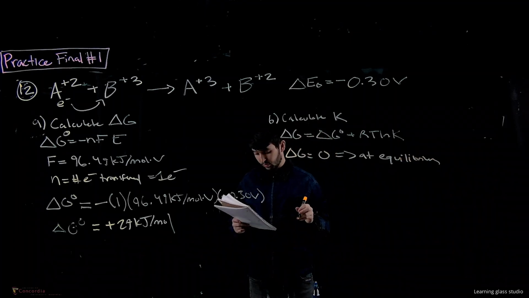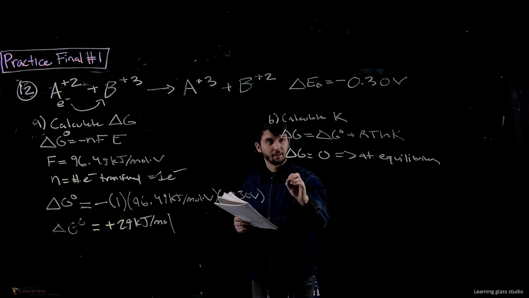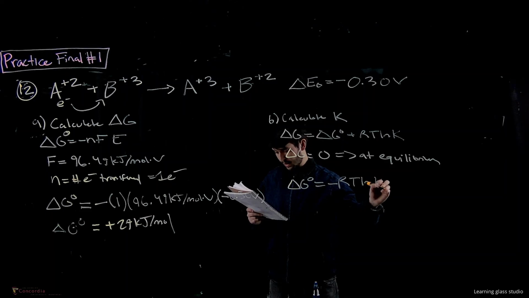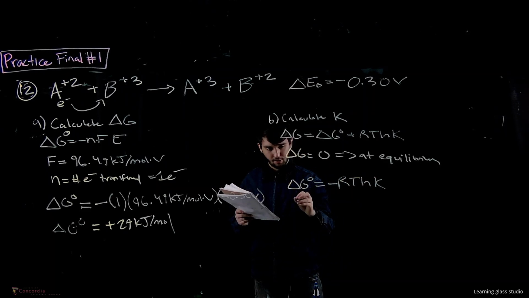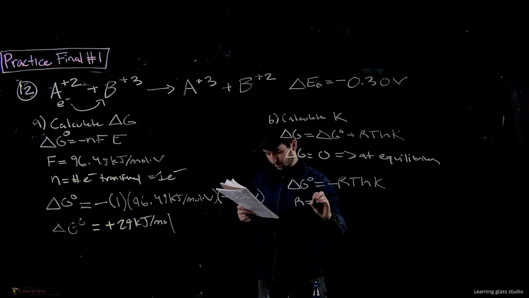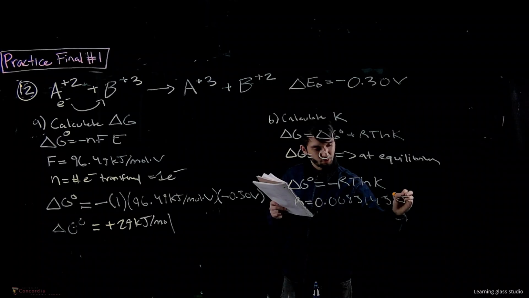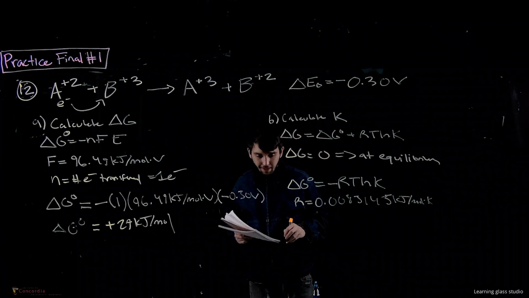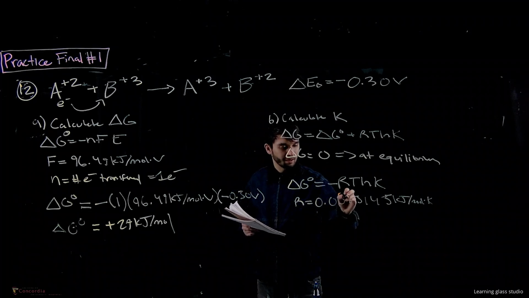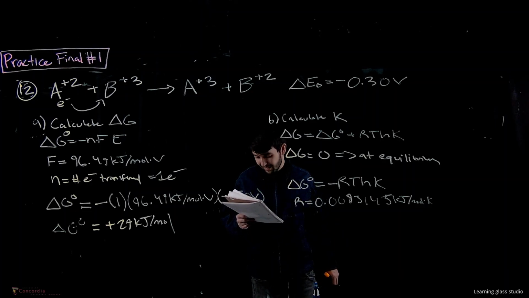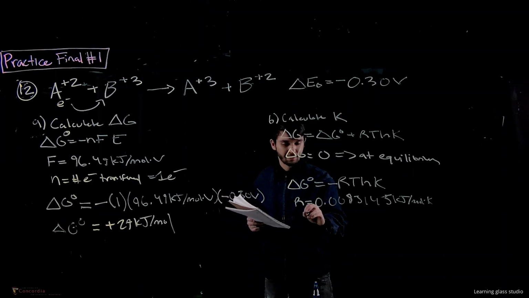Okay, so we can then make this into delta G standard is equal to negative RT ln K. As we've seen in a previous problem, R is equal to 0.0083145 kilojoules per mole Kelvin. And T is equal to 310 Kelvin.